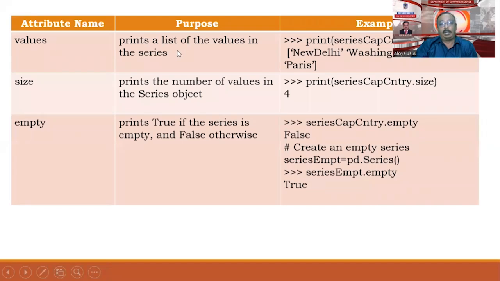And similarly, values: you can print a list of values in the series. We can print the values, we can print the index also. If you give values, only the values will be printed. If you want the index to be printed, you can use a similar command for printing the index. The size attribute prints the number of values in the series object. In the previous case, there are a total of 4 entries, so the size is going to be 4. And there is another attribute called empty, which prints True if the series is empty and False otherwise. If you want to check whether the series is empty or not, we can use the attribute called empty.